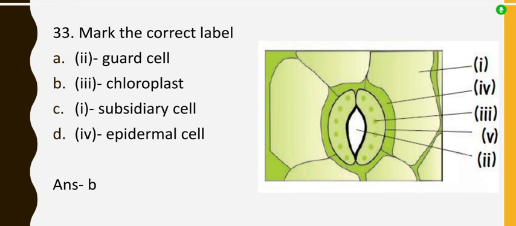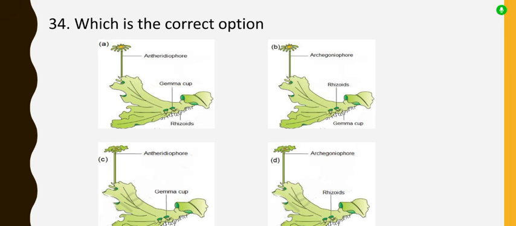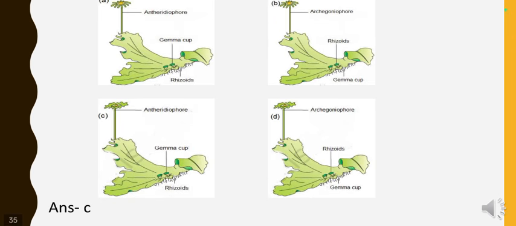Mark the correct labeling. In the given stomata diagram, the correct labeling is of chloroplast, that is the third labeling is chloroplast. Which is the correct option? In the given four diagrams of Marchantia, the correct option is given in figure C, that is with Antheridiophore, Gemma cups and rhizoids are the correct labelings.